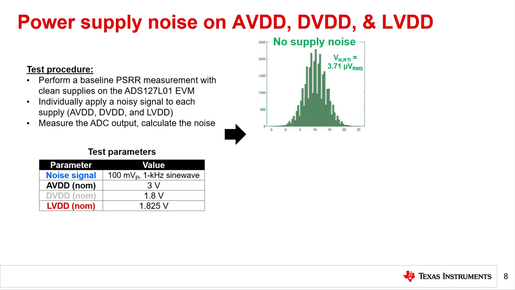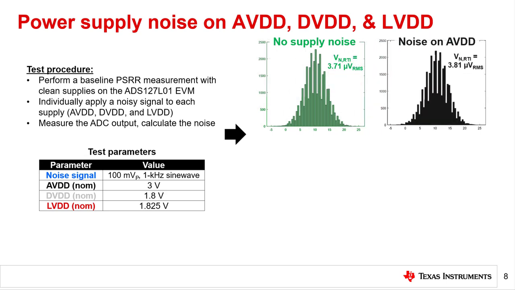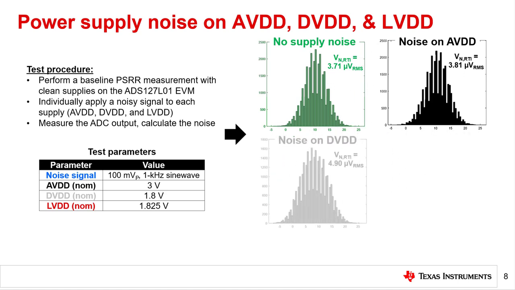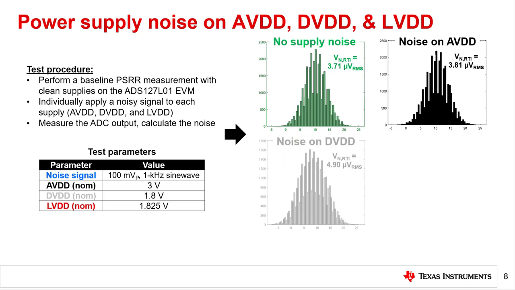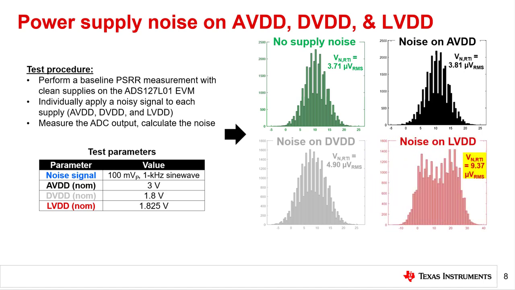The baseline test is shown in green and has an input referred noise of 3.71 microvolts RMS. The test with noise on AVDD is shown in black and has an input referred noise of 3.81 microvolts RMS. The test with noise on DVDD is shown in gray and has an input referred noise of 4.9 microvolts RMS. The test with noise on LVDD is shown in red and has an input referred noise of 9.37 microvolts RMS.